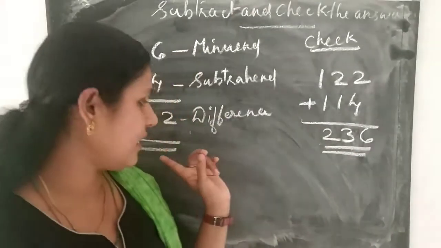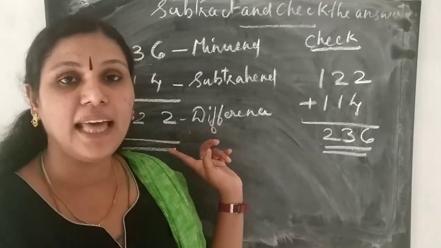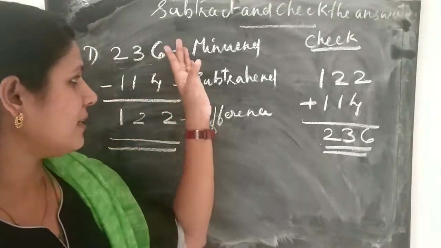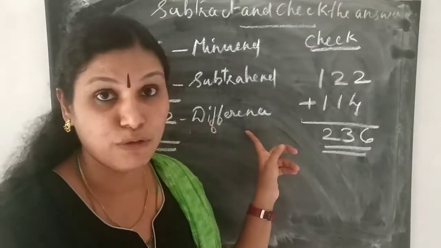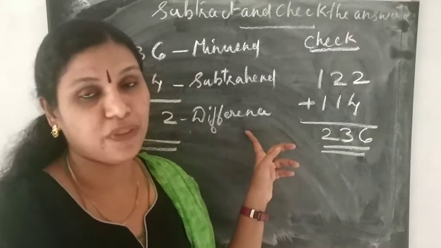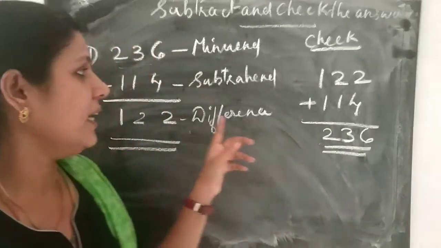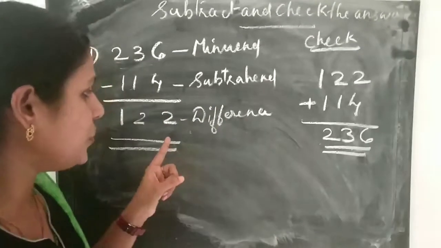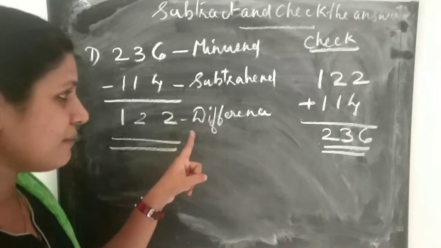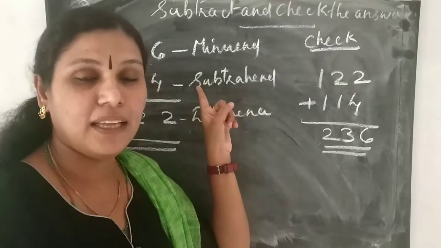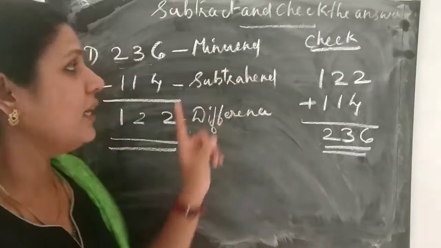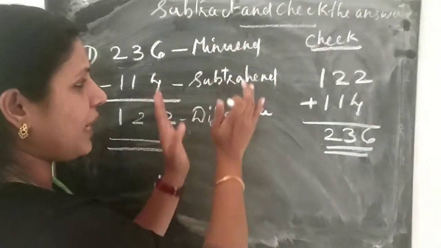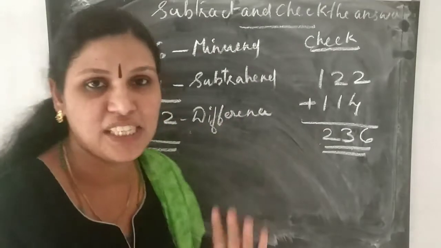So our answer here, the difference, here the answer is correct. The result obtained in subtraction is known as the difference. What is that? Difference. And in checking, we add the difference and the subtrahend, then we get the minuend. Okay, understood?